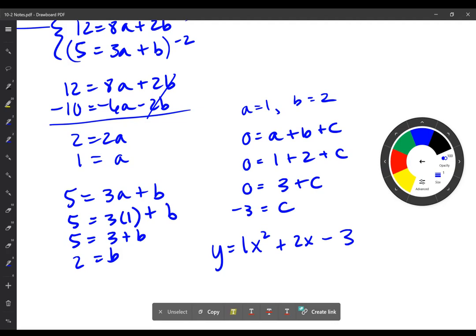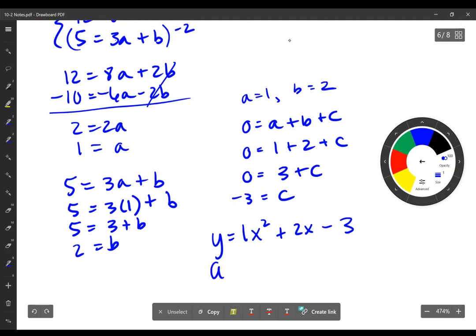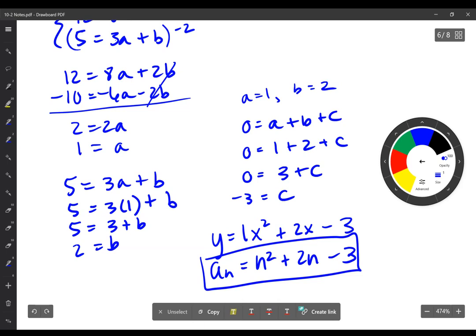Or if I was going to write this with that other notation, I would have a sub n is n squared plus 2n minus 3. So it's kind of nice to solve it with y and x all the way through, but then we could just switch it to a sub n at the end if we want to.